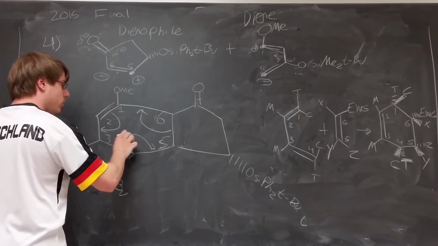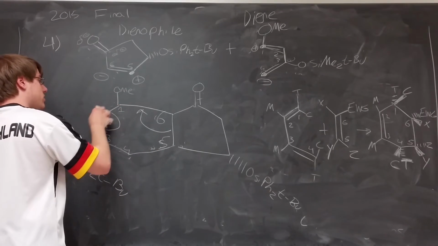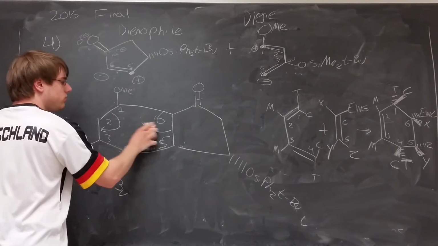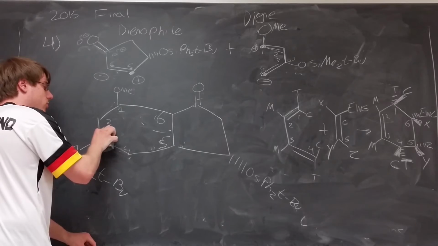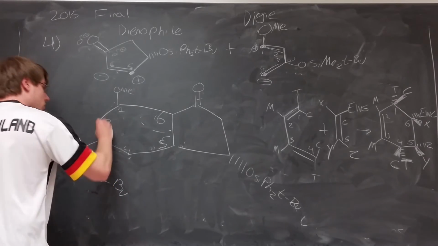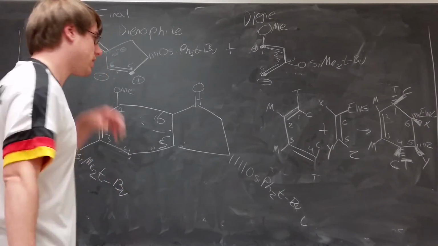Finally, the last arrow between 1 and 2 starts from a double bond, so that double bond must become a single bond now. And that arrow ends at the bond between 2 and 3, so a double bond must form between 2 and 3. So this is what my product should look like before I worry about stereochemistry.